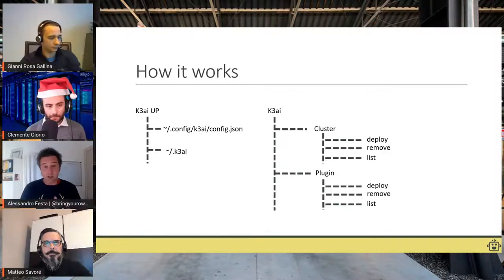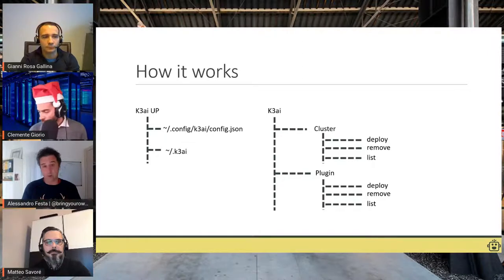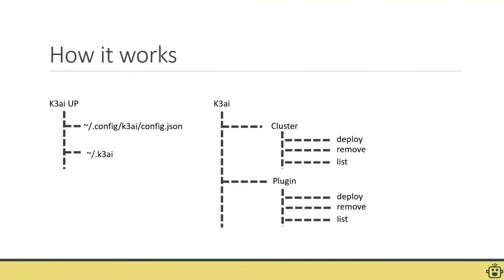Once that is done, the logic is super simple. It's really human logic. K3 AI is your entry point. Then it asks you what you want to do: I want to work on the cluster, or I want to work on a plugin. And then you decide what to do next. I want to deploy a cluster, or I want to remove it, or I want to list it. And exactly the same logic applies to the plugin. I, K3 AI, want to work on a plugin, and I want to deploy this plugin, or I'm going to remove it, or I want to list it.